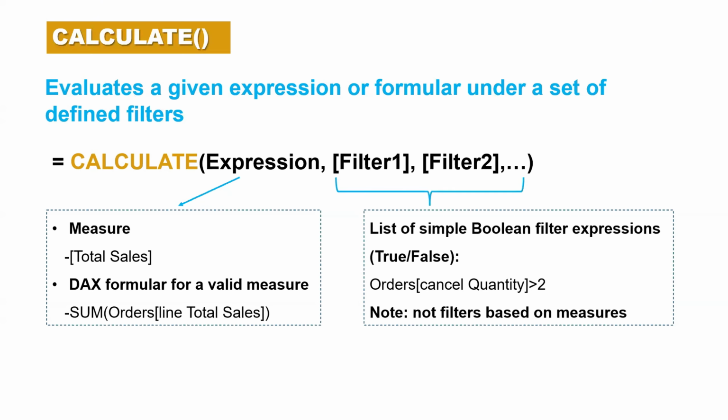This is a list of simple Boolean filter expressions that evaluate to either true or false. One very important thing to note here: these filters must be simple expressions with fixed values. That means you'll have a column name on the left, and a value or text string on the right, separated by operators like equals, greater than, or less than. For example, you might filter for rows where the cancel quantity in the orders table is greater than 2.